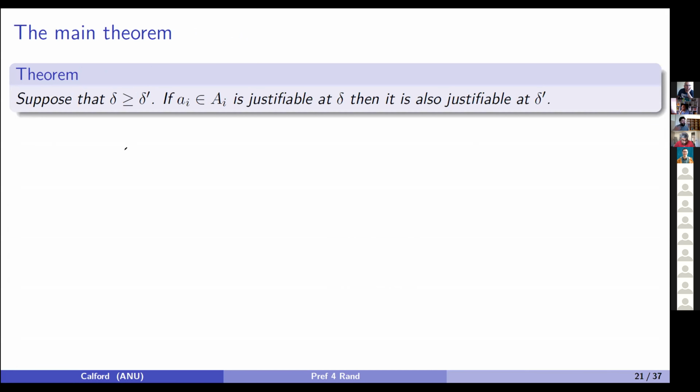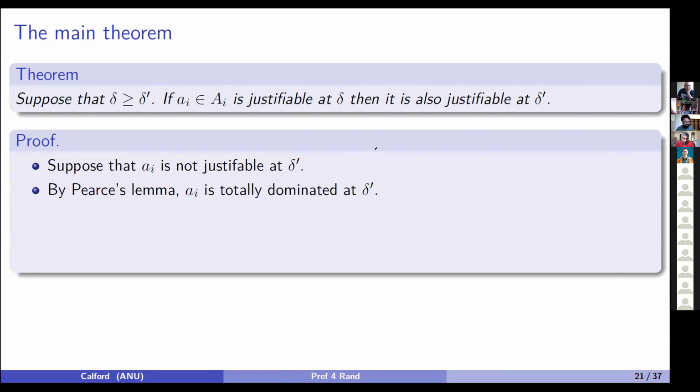Okay, so now the main theorem. This is kind of the key result here of the talk: suppose that delta is bigger than or equal to delta prime. If a strategy AI is justifiable at delta, then it is also justifiable at delta prime. And the proof is very, very simple, given the two lemmas we've just established.